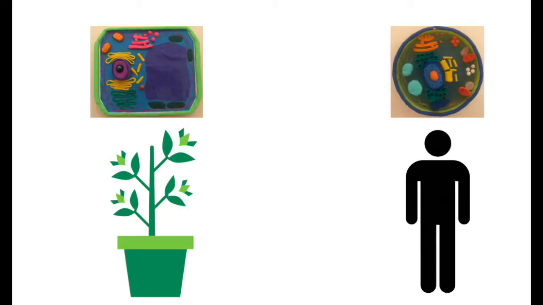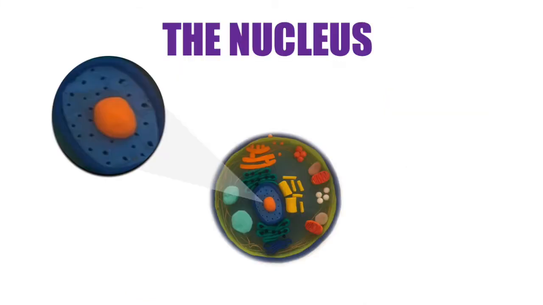I'm going to start talking about the animal cell. Animal cells and plant cells have some organelles that are the same, some that are similar, and others that are different. The first organelle I'm going to mention is the nucleus.